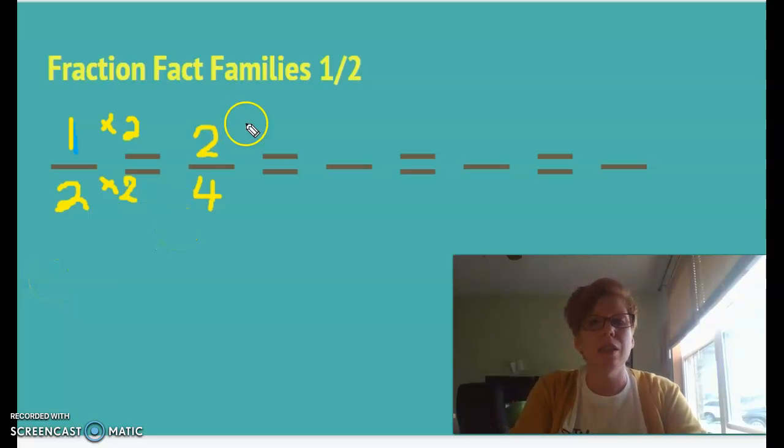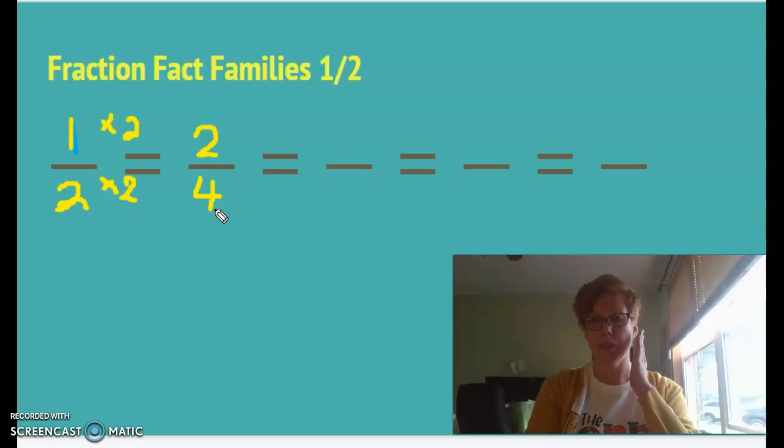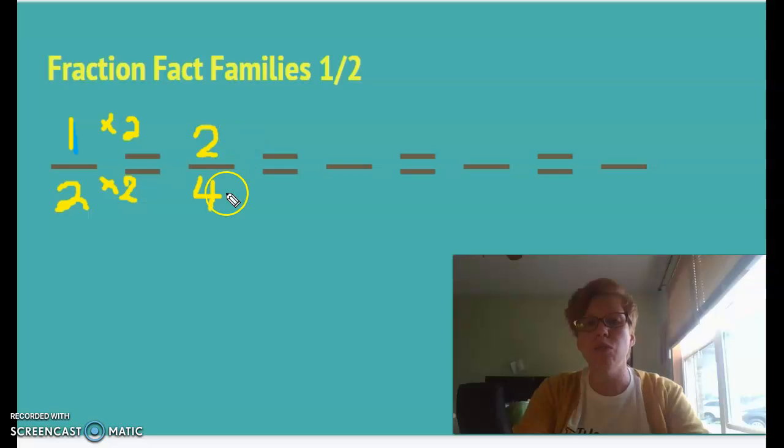I want you to look at the fraction 2/4. Notice how 2 goes into 4 twice, right? 2 is half of 4. If I split 4 up in half, I would get 2 pieces. That's why 2/4 is in the half fraction fact family, because the numerator is half of the denominator.